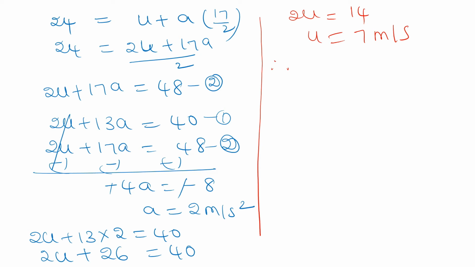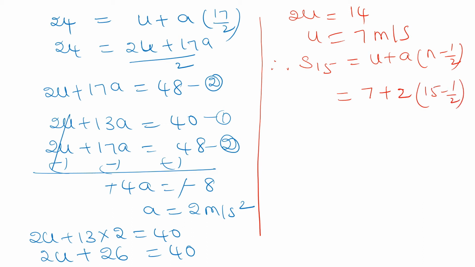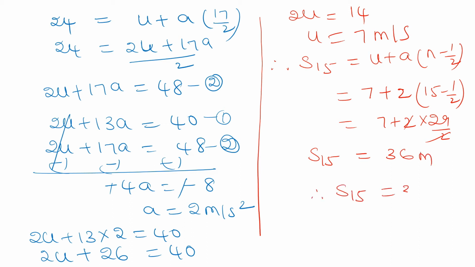Therefore now S15 is equals to u plus a into n minus half. Substituting u and a values, u is 7, plus a is nothing but 2, and n is 15, minus 1 by 2. So that is equal to 7 plus 2 15s are 30, 30 minus 1, 29 by 2. So the 2s cancel. S15 is equals to 29 plus 7, 36 meters. So therefore S15 is equals to 36 meters. Okay. Next we will go to the next question.